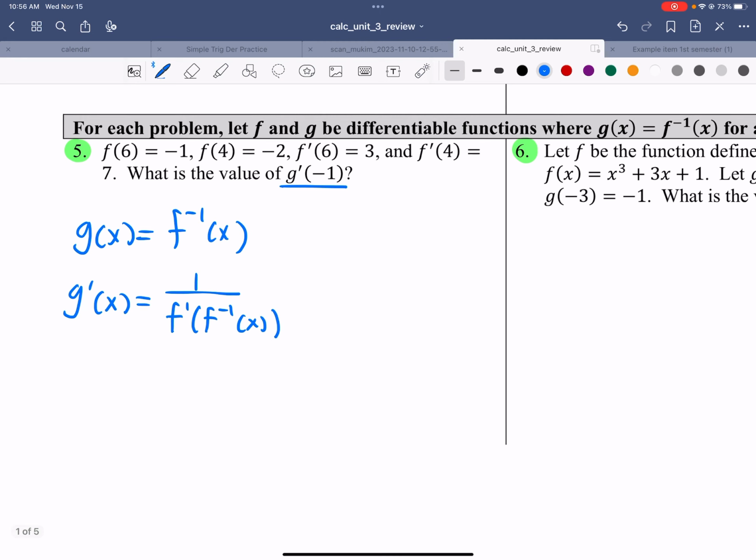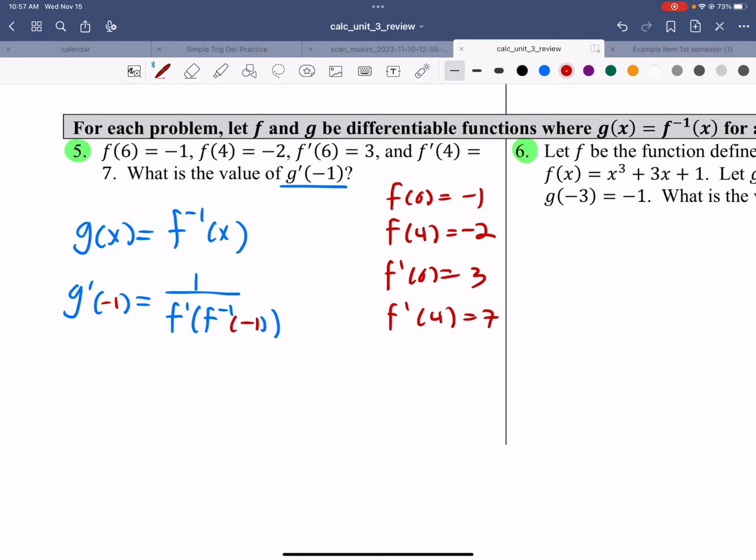Now let's do this. If you plug in -1 here, you have to know what is after the -1. In this case, as you know, f of 6 is equal to -1, f of 4 is equal to -2, and f prime of 6 is equal to 3, f prime of 4 is equal to 7. Now this one is straightforward. Do you see this -1 here?